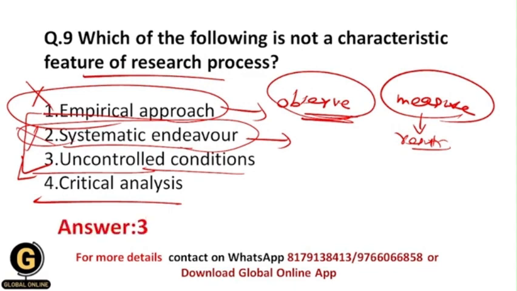And now, critical analysis is again one of the characteristics of research process, because whenever we get the data, after that we need to analyze our data, so this is basically the critical analysis technique. We critically analyze the data so that we get authentic results for our research, and that's why this is again a characteristic of research process, so it gets eliminated. So the correct answer is 3.